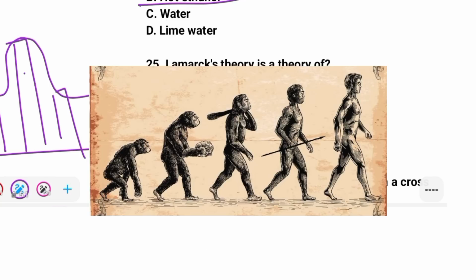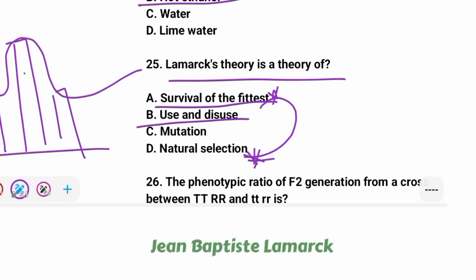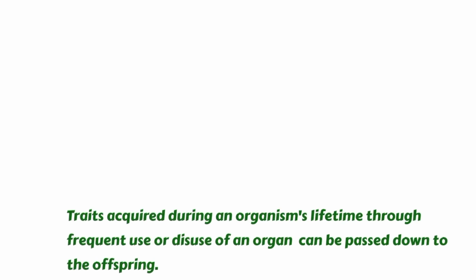It's also related to natural selection. Both of them have similar meanings. The mutation is change in genes. So use and disuse was proposed by Jean-Baptiste Lamarck. He was the one that proposed this theorem, which proposes that traits acquired during an organism's lifetime through frequent use or disuse of an organ can be passed down to the offspring.